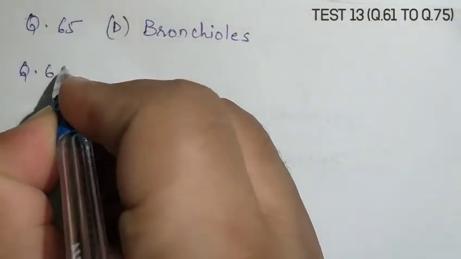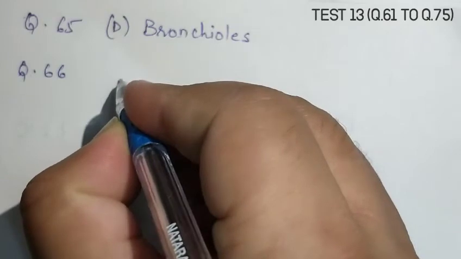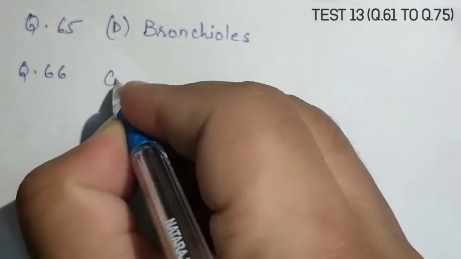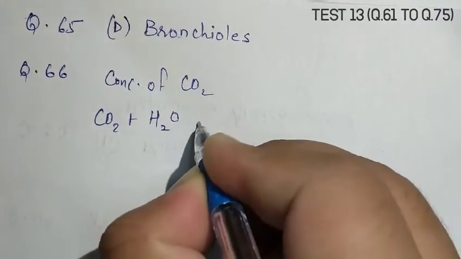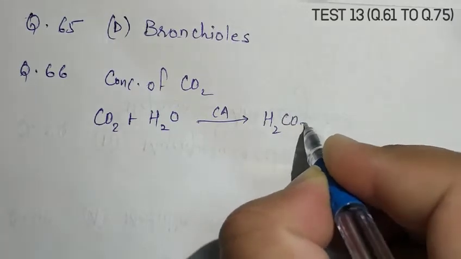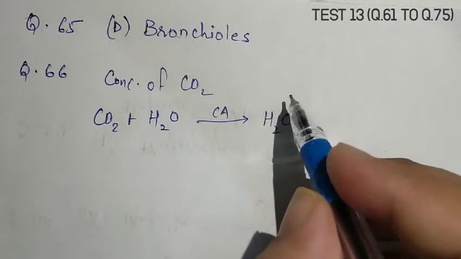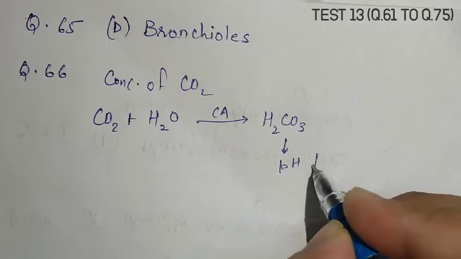Question number 66. pH of blood in artery and vein is A. Same, B. More in artery, less in vein, C. More in vein and less in artery, and D. Not different. pH is mainly determined by concentration of CO2, because CO2 combines with water in presence of enzyme carbonic anhydrase to form H2CO3, and due to presence of H2CO3 pH decreases.